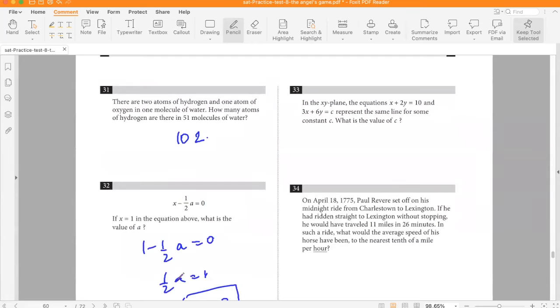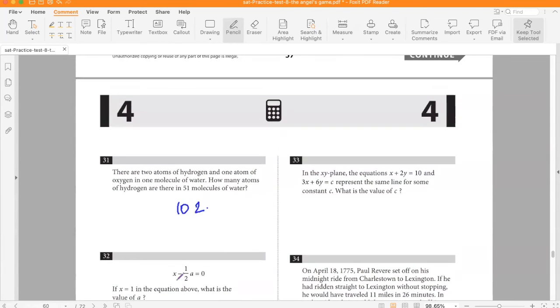In the xy plane, the equations x plus 2y is 10 and 3x plus 6y is c represent the same line for some constant. What is the value of c? So x plus 2y is 10, and if I multiply this by 3, I get 3x plus 6y is 30. So 3x plus 6y is c is the same line, so c would be 30.